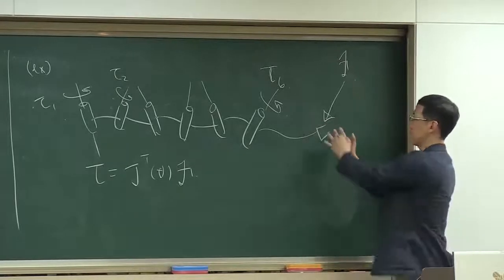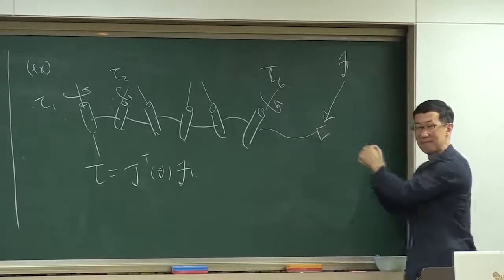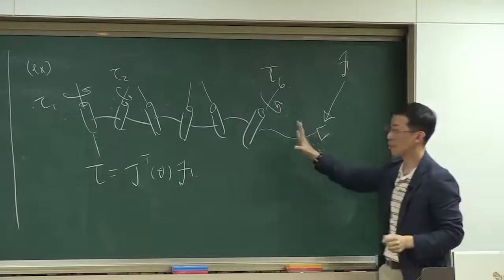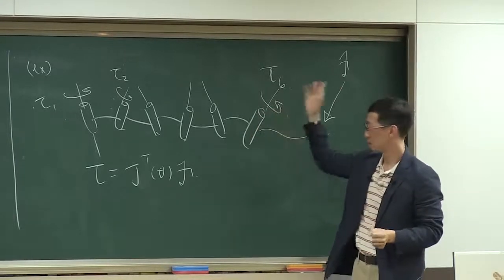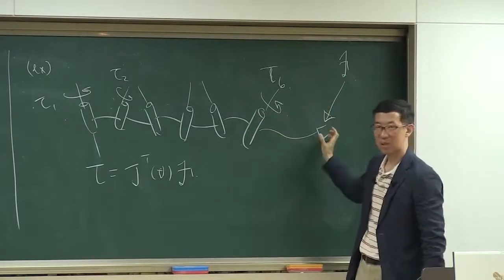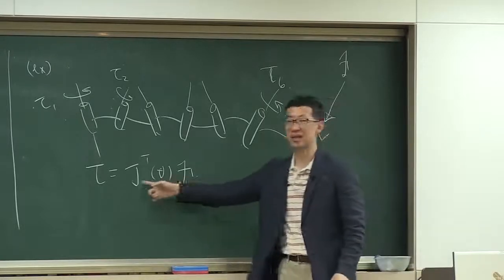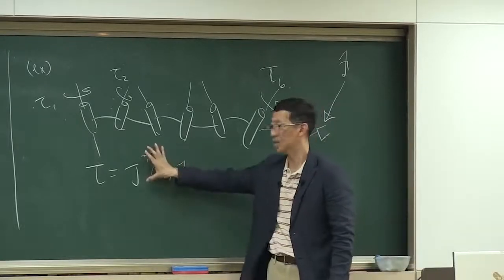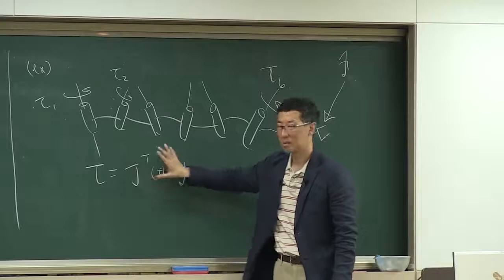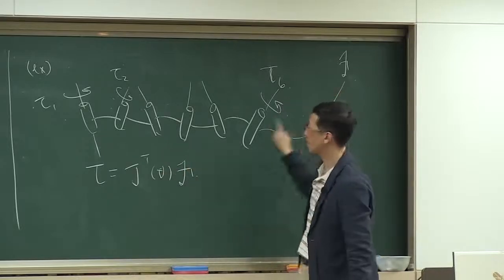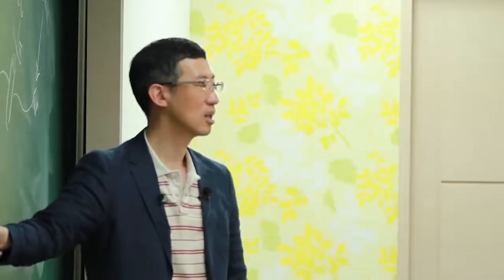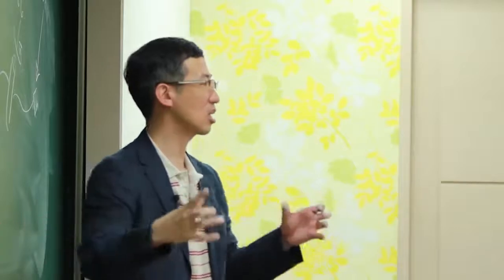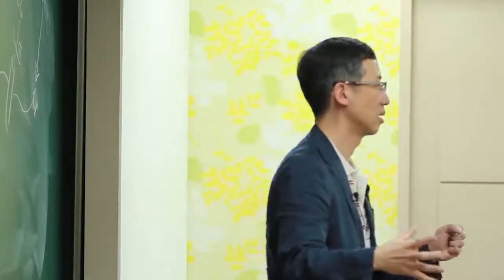So if I'm pulling on this end effector, and I want the robot to be still, the torques that I have to apply are given by this. Calculate the Jacobian at this posture, multiply by this spatial force F, and that's my input torques required to keep this robot stationary.